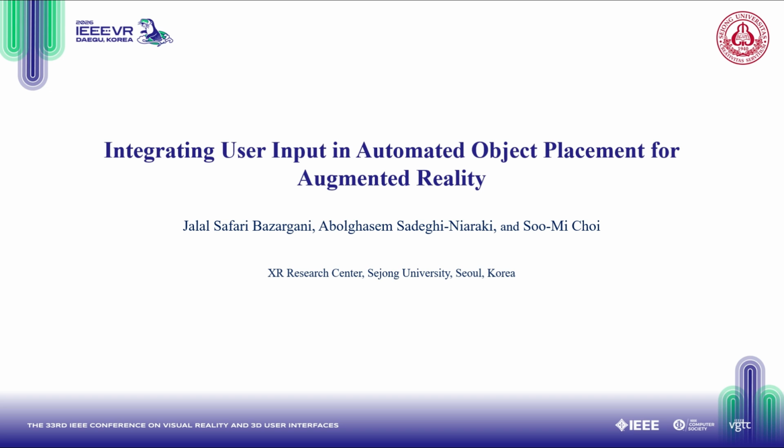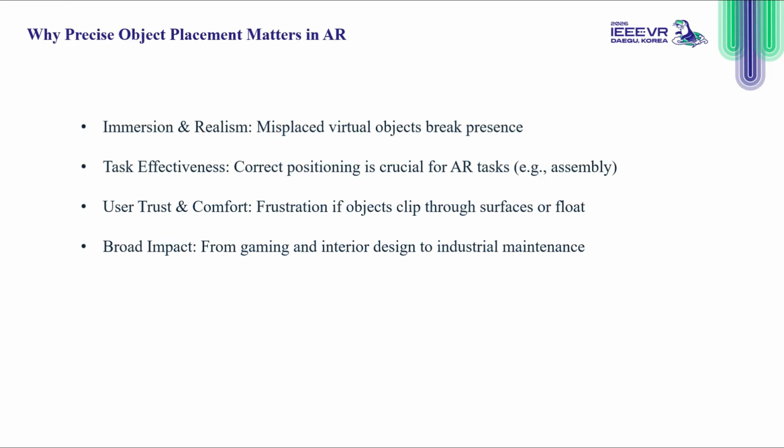Before diving in, let's consider why placing virtual objects accurately is so important. In AR, even slight misalignment shatters immersion and can derail user tasks, from assembling furniture guided by overlays to training simulations. When objects float or intersect real surfaces, users lose trust and engagement. Whether you're designing an AR game or a complex industrial workflow, getting placement right is foundational.